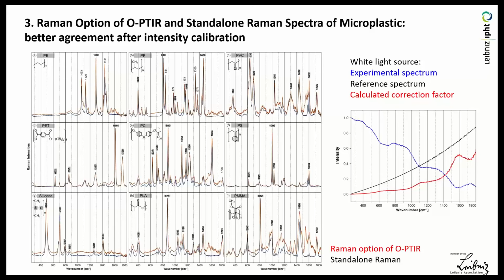calibration were also required for the Raman option of the OPTIR system, because we observed here this blue experimental spectrum from the white light source, and the black spectrum is the true spectrum of the white light source. And if you calculate the ratio, you get a correction factor. So, and if you apply the correction factor to the experimental OPTIR spectra, then you also get a good agreement between both spectra, standalone Raman system, and the Raman option of OPTIR for these 9 plastic samples.